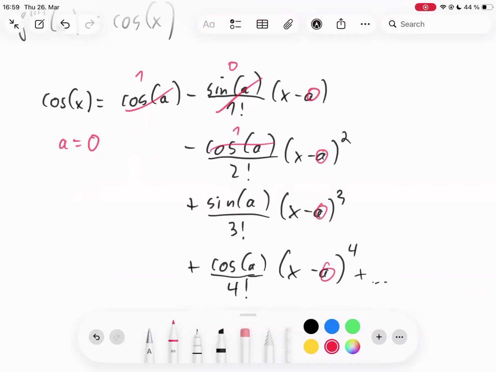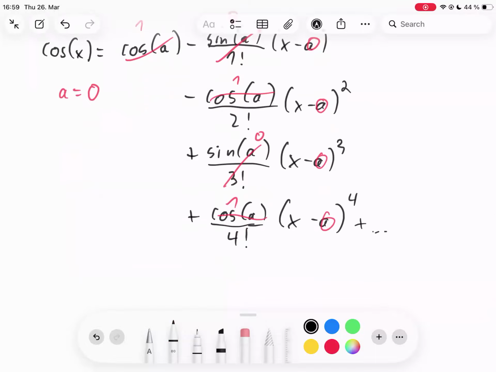And this becomes again 0. And here, this becomes a 1. So I've just simplified this a bit. And we can write it out now because this will eventually show us that, so for a equals 0, the cosine of x is 1 from before.